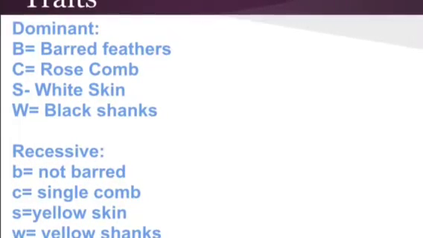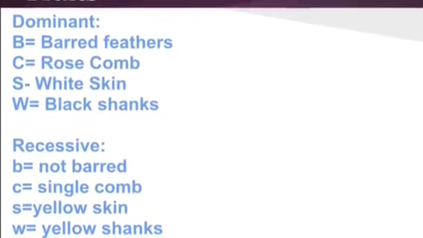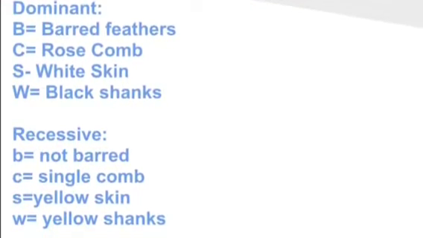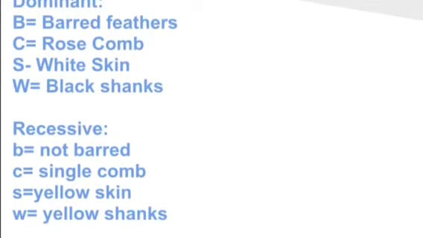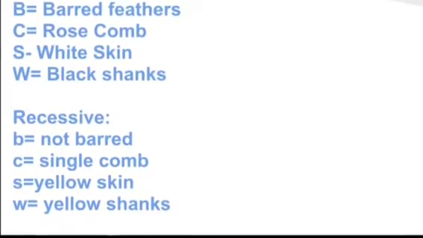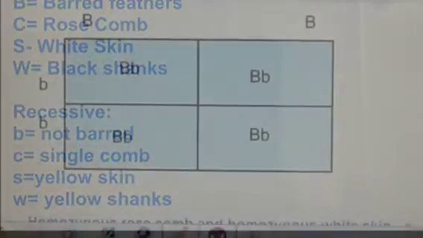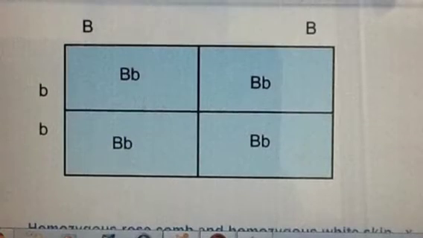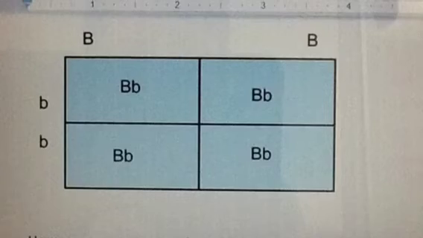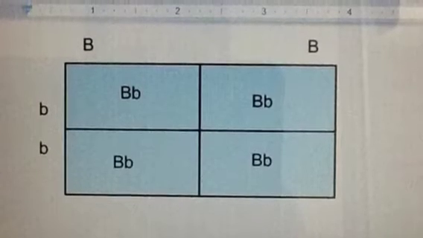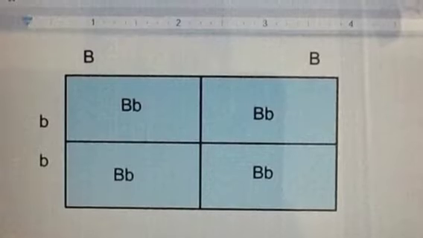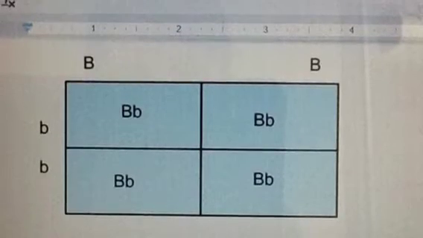These are the dominant and recessive genes for the two chickens. This is the monohybrid cross. Big B, which is dominant, is barred feathers, and little b, which is recessive, is not barred. The offspring is a heterozygous allele that is dominant barred.